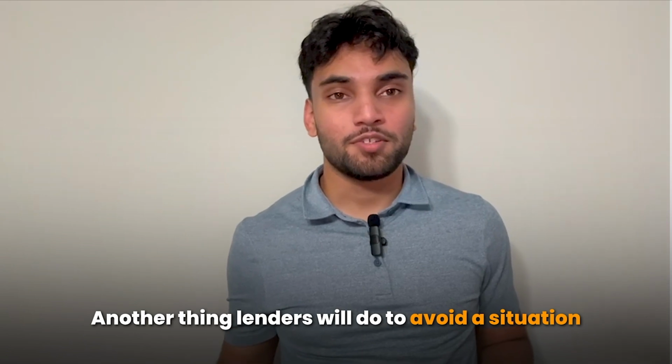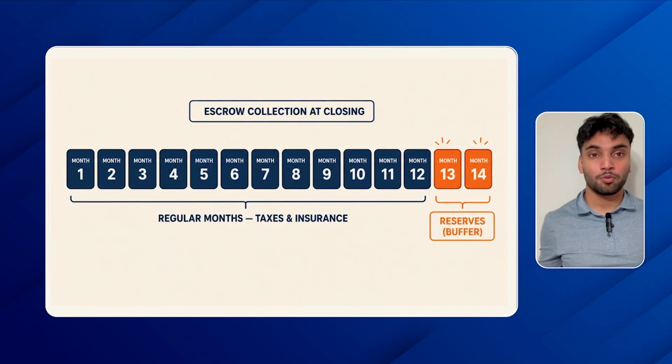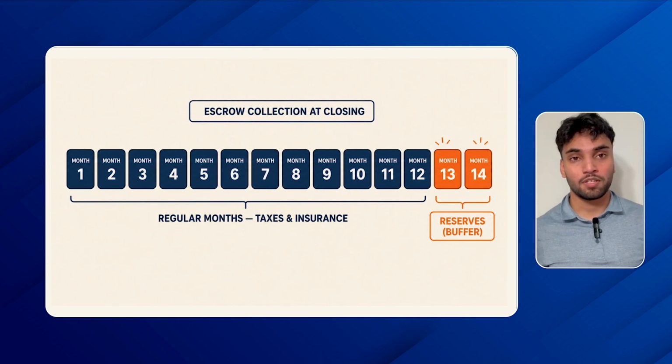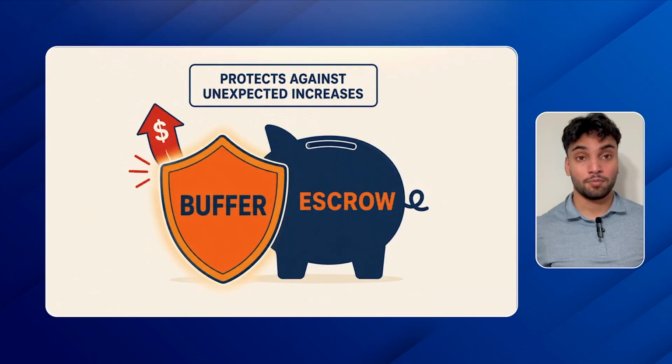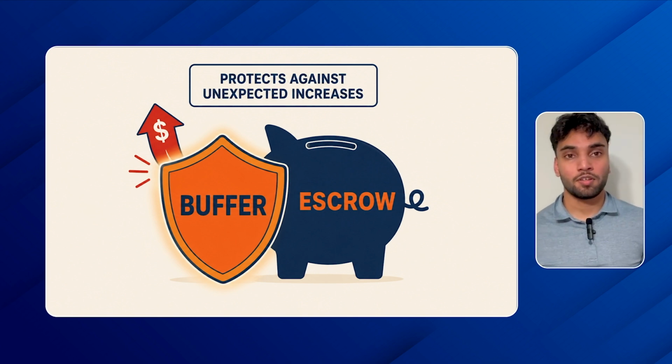Another thing lenders will do to avoid a situation where you don't have enough money in your account to pay for taxes and insurance is that they will require you to have 2 months of reserves in your escrow account for taxes and insurance. That is why when you close on a purchase or a refinance, you might sometimes see that more than 12 months of taxes and insurance are collected. This is just so that you have some buffer in case costs increase unexpectedly.